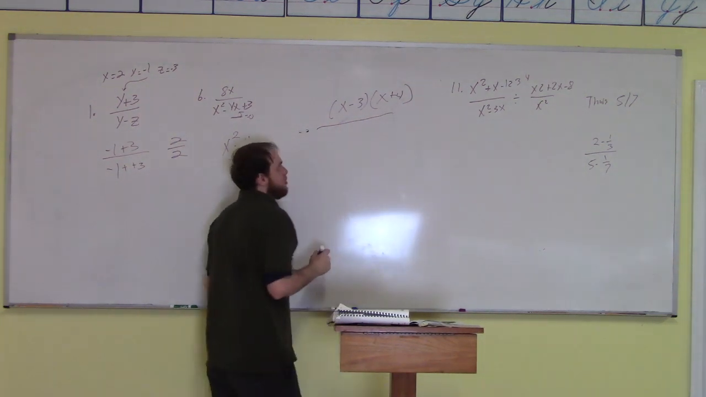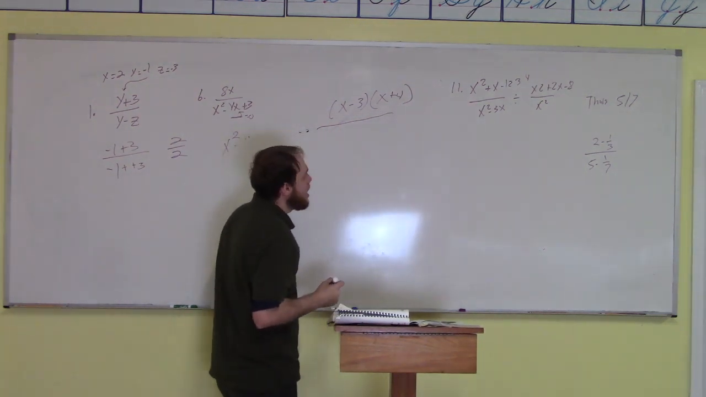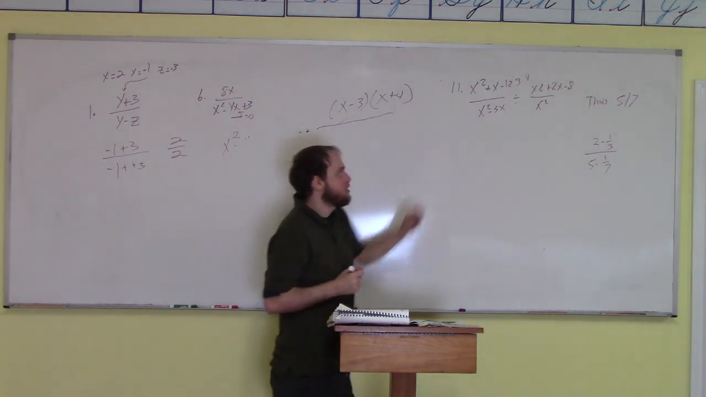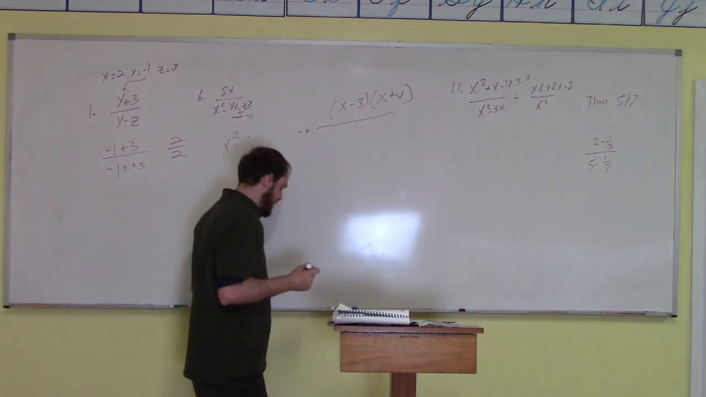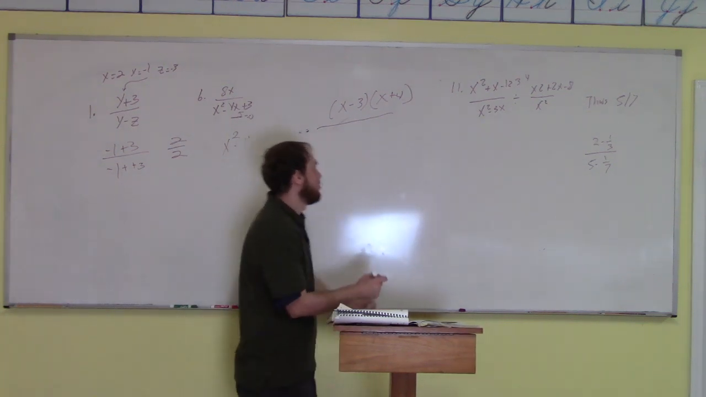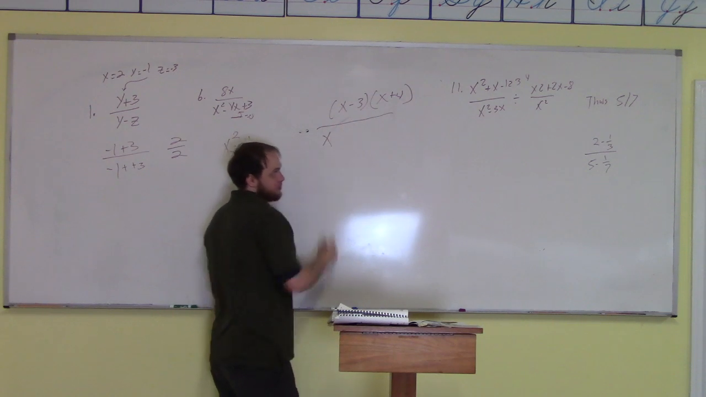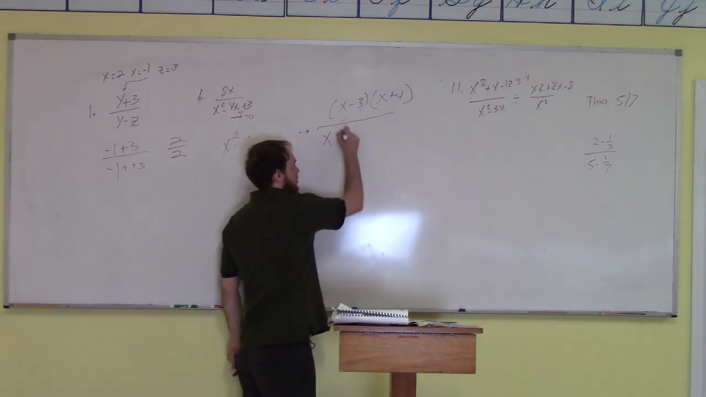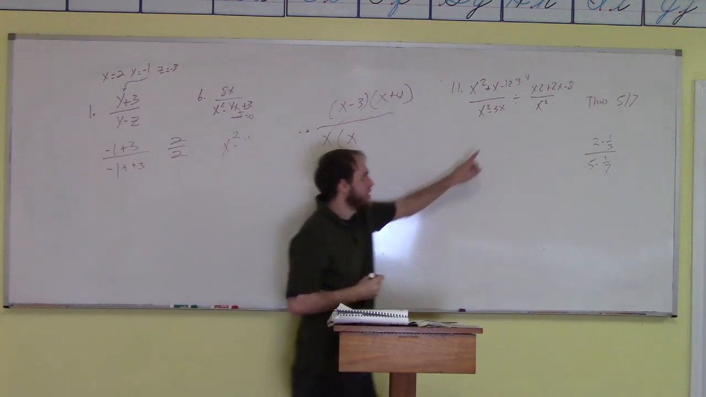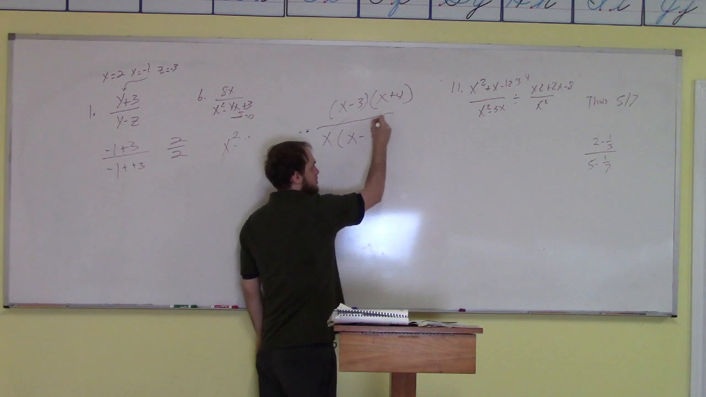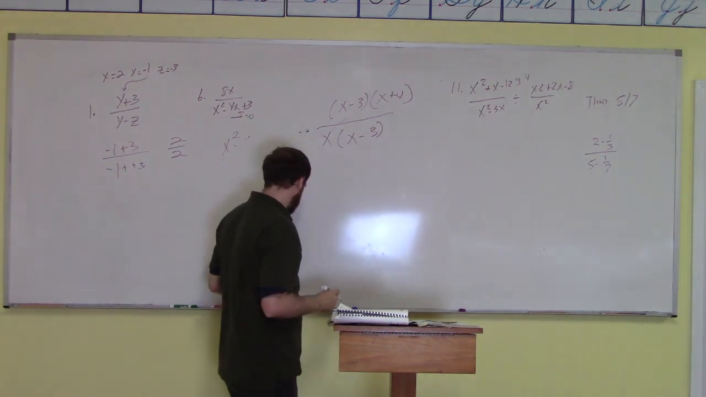Now I also want to factor the bottom right here. Notice it's an x squared minus 3x, so all I can do is pull out an x. I pull an x out of this one, that leaves me an x left. Then I pull an x out of the minus 3x, and that leaves me just a minus 3. So that's the first one.